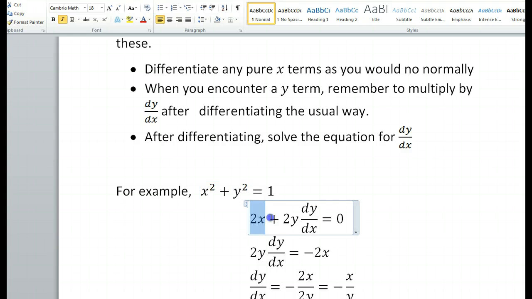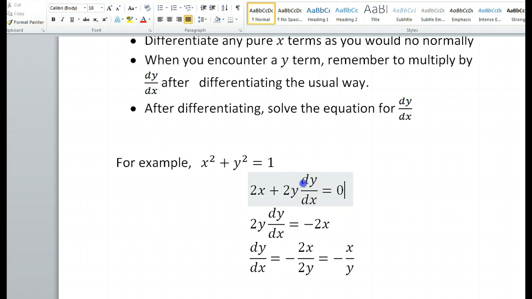Now this part is the left hand side. What about the right hand side? On the right hand side we have 1, and the derivative of 1 is 0. So now we have this equation. Now we look at the third step: after differentiating, solve the equation for dy over dx.